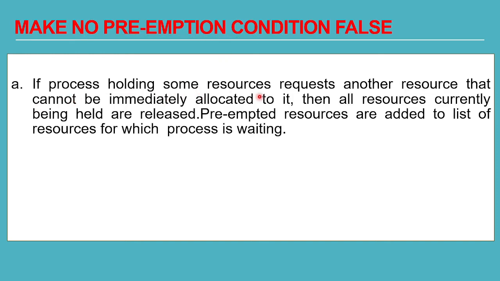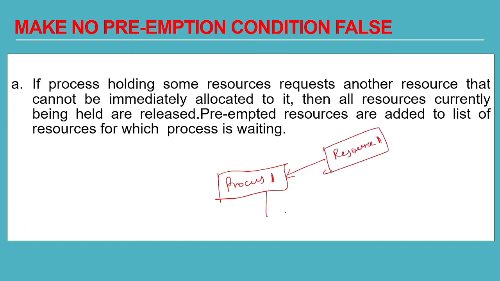If a process is holding some resources and requests another resource that cannot be immediately allocated to it, then all the resources currently being held are released. The preempted resources are added to the list of resources for which the process is waiting. For example, process 1 is holding resource 1 and needs resource 2, but resource 2 cannot be allocated because of some issue. So what will happen? Process 1 will release resource 1 also, because it cannot complete its task, since it wants resource 2 also and currently cannot take it.